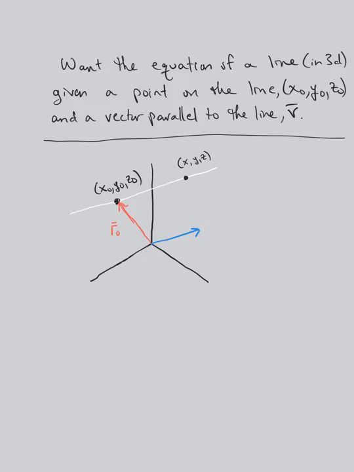Now I realized as I was pointing, I forgot to label something. So here's that parallel vector v. That's the idea about getting the equation: I should be able to get some equation or equations that tell me how to determine this point x, y, and z from everything that I'm given. So here's the idea.